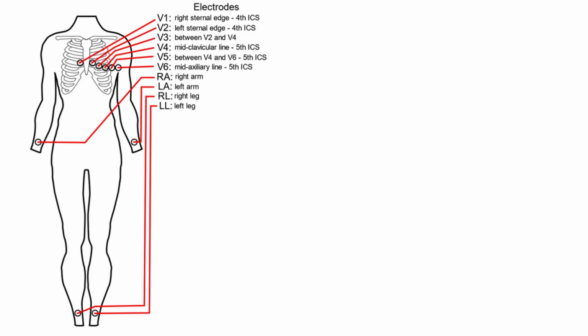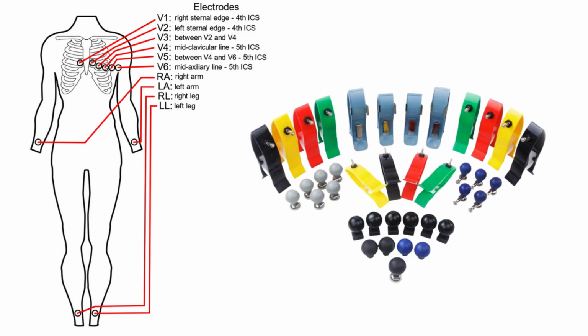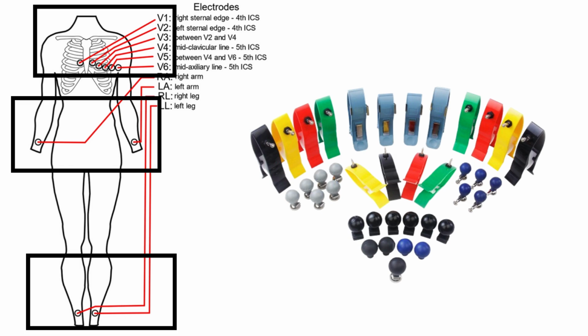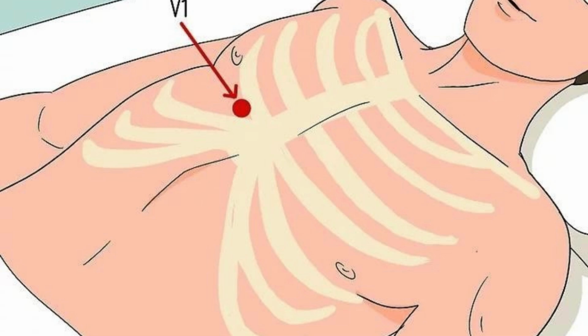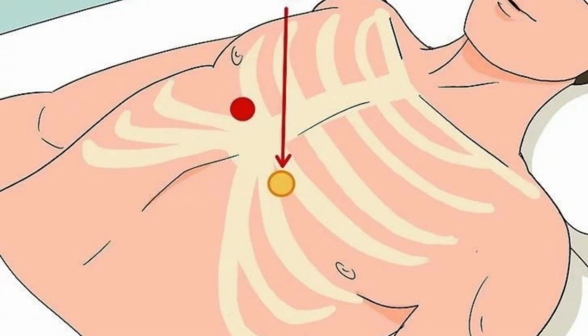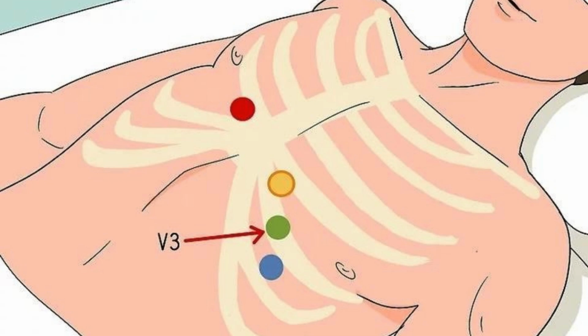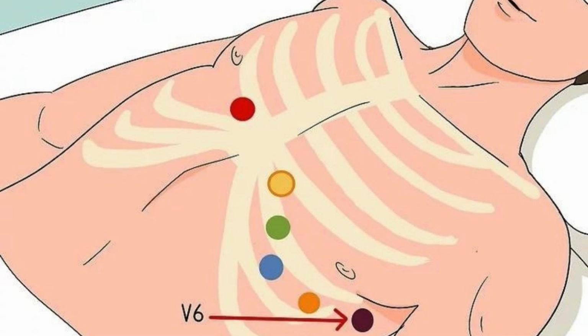For this we have to place 10 electrodes. From which 4 on limbs, right arm, left arm, right leg, left leg, and 6 on the thoracic region. V1 should be placed on the 4th intercostal space to the right of the sternum. V2 on the 4th intercostal space to the left of the sternum. V4 on the 5th intercostal space at mid-clavicular line. V3 directly between V2 and V4. V5 on the level with V4 at left anterior axillary line. V6 on the level of V4 and V5 at mid-axillary line.